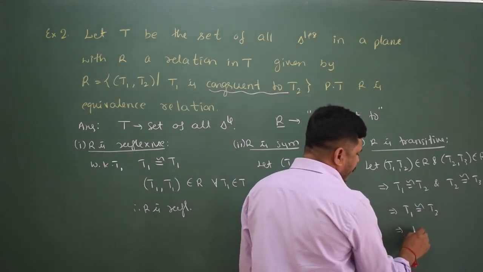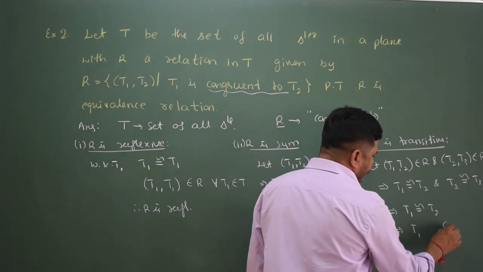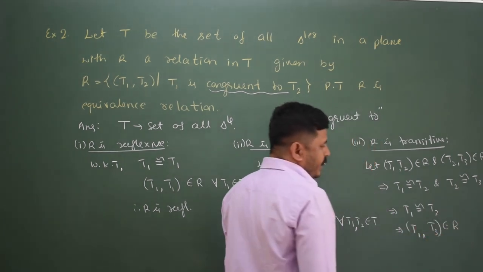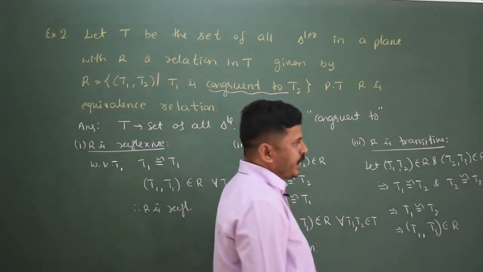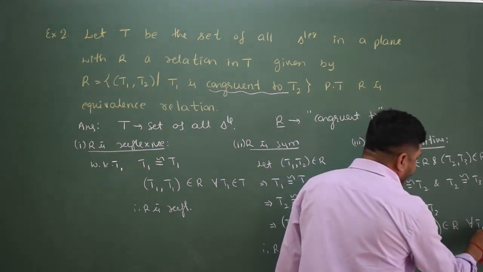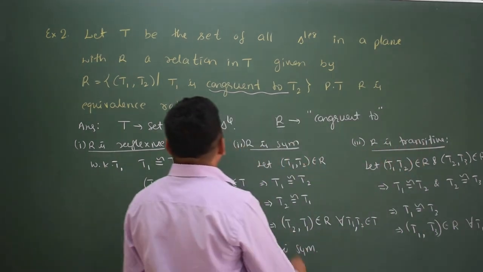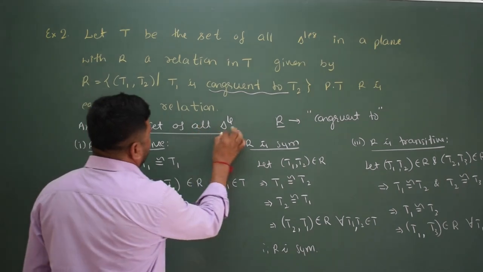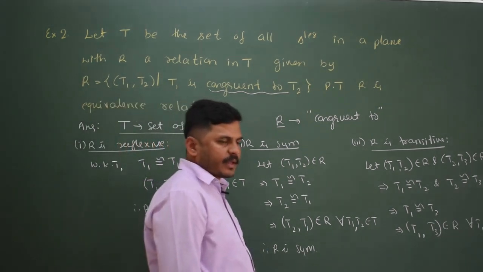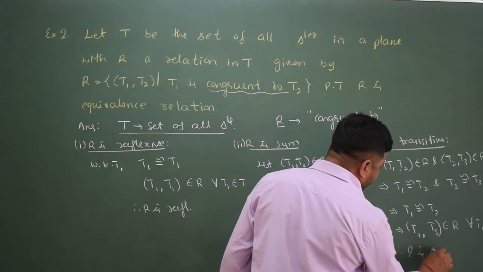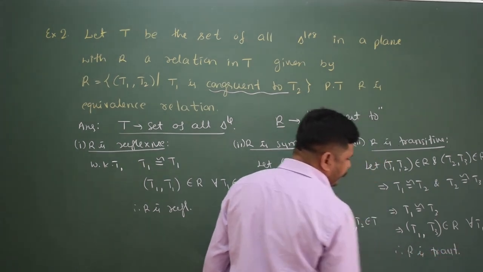Yes. Therefore T1 symbolically is related to T3. (T1, T3) belongs to R. Is it true for all T1, T2, T3 belongs to set T? Does it apply to all triangles in this set? Yes. Therefore R is transitive.